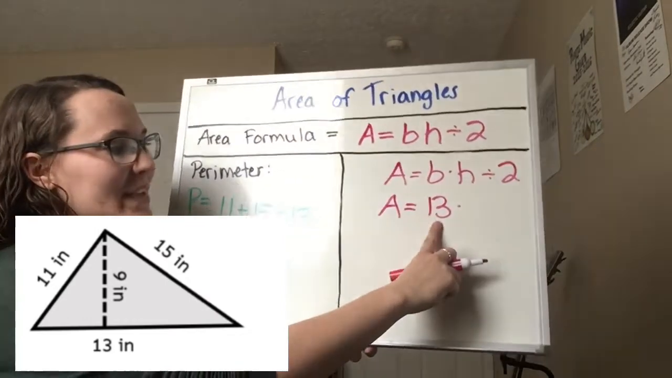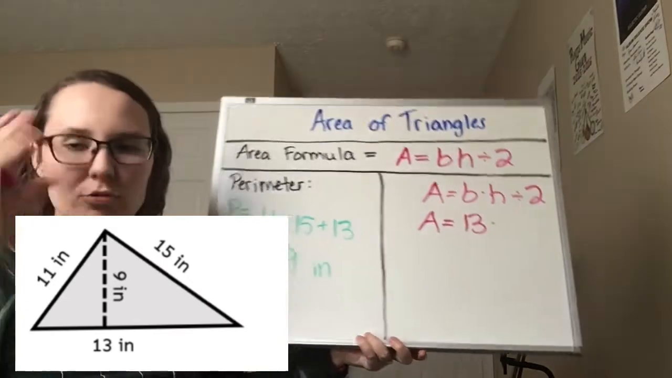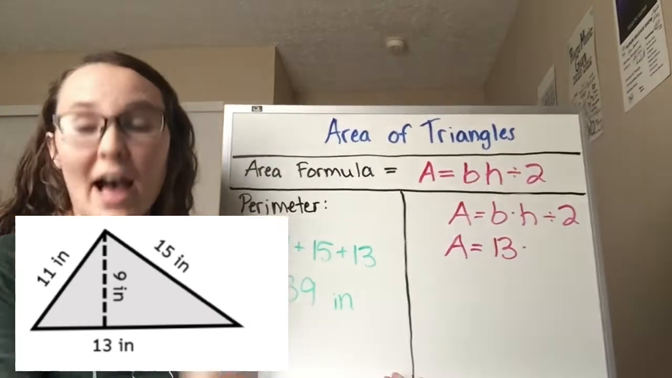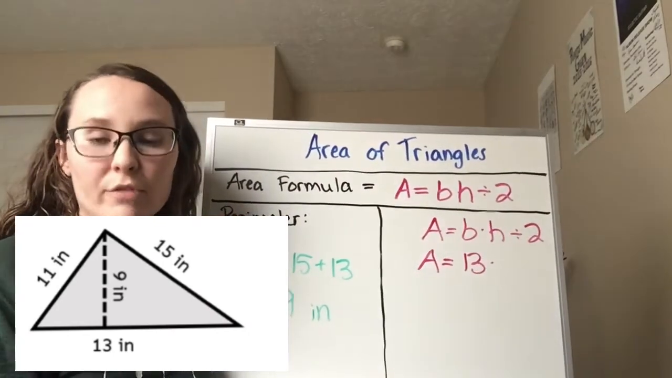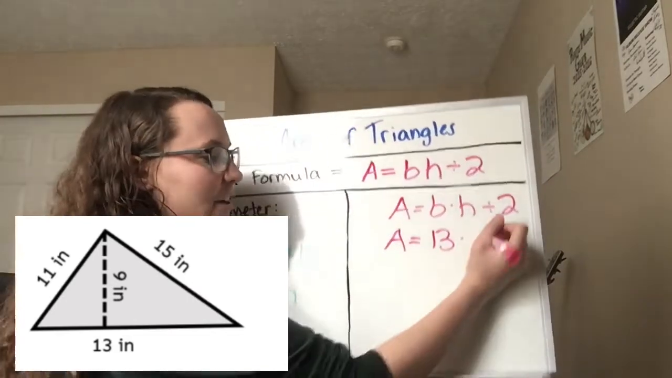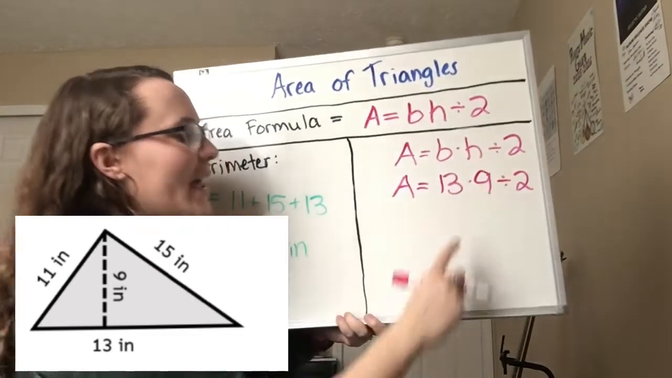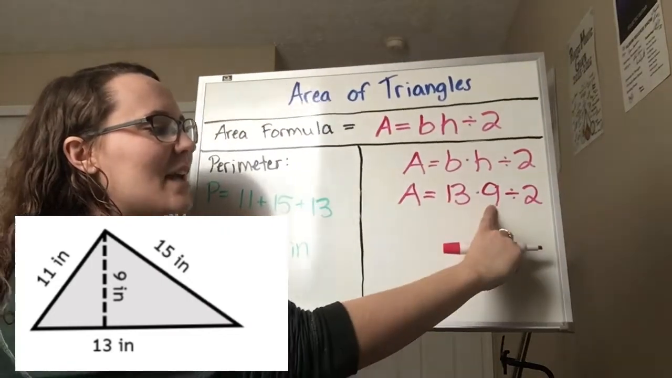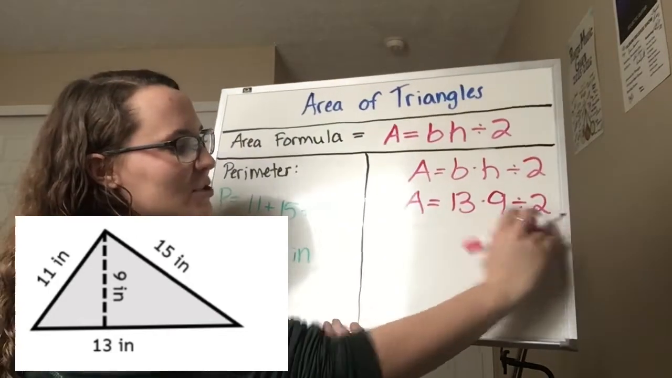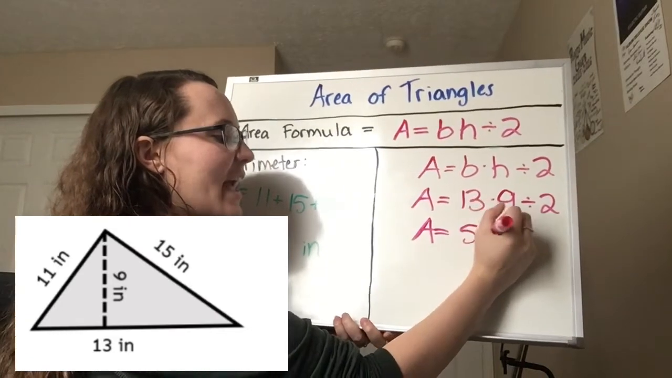Okay, so our base is 13 times the height. The height, do not say 11, do not say 15. Those are side lengths. The height goes straight up and down from the base, 90-degree angle with the base. So the height here is 9 and then divided by 2. So we have the area equals 13 times 9 divided by 2. So if I type that into a calculator, I would then get the area equals 58.5.